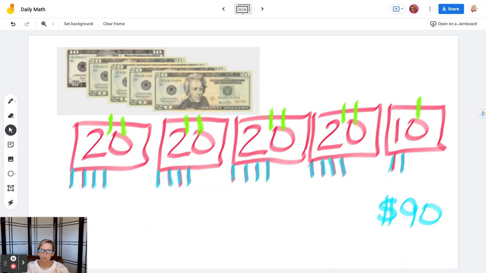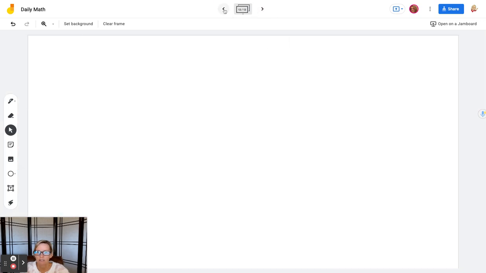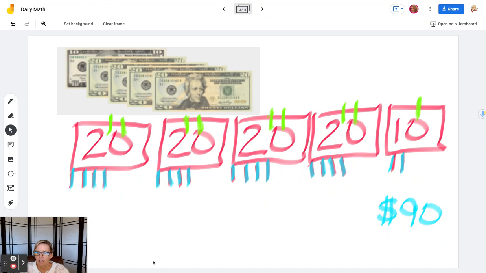So you can choose to do your hairy money by fives, or you can do your hairy money by tens if you're dealing with just tens. So hopefully that helps you understand how to count your dollar bills using the hairy money method.